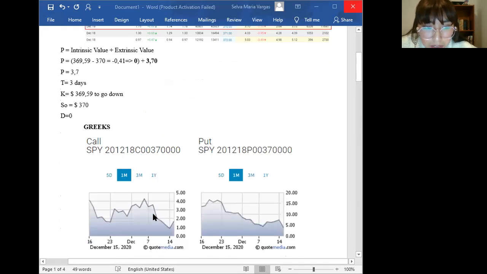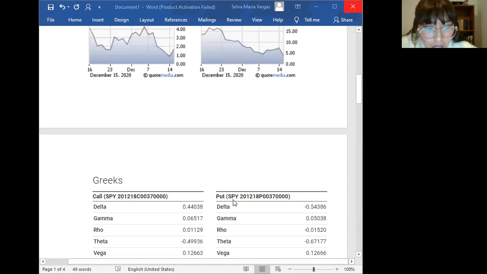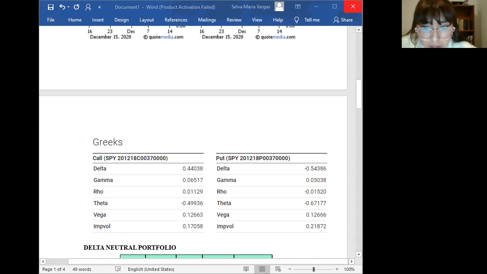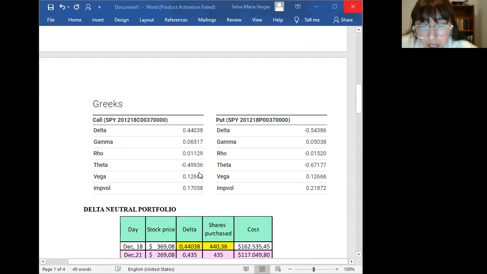So talking about the risks, we have this graphic, and we can see the negative relationship between the underlying asset and the put option here. And talking about the Greeks, we have the delta, which is the rate of change of the option price with respect to the underlying asset. So if the price changes, we have to buy at least 440 stocks, well, options.